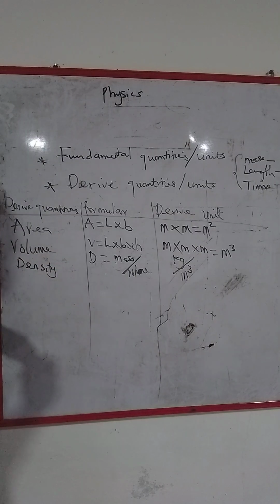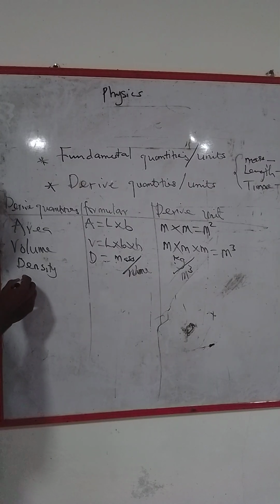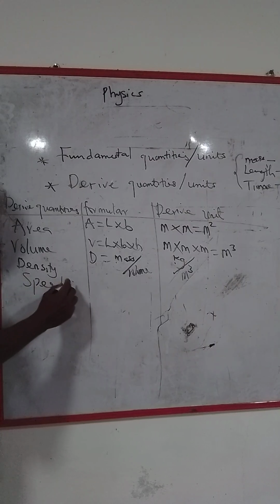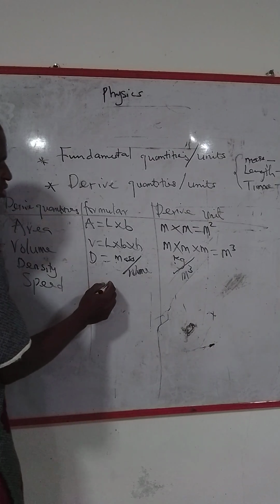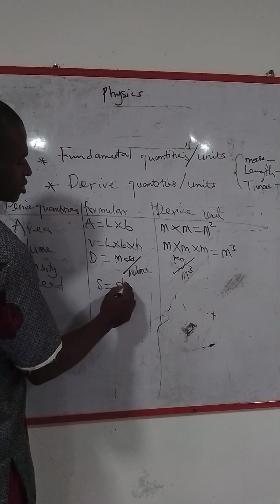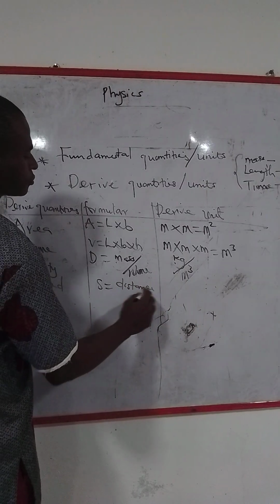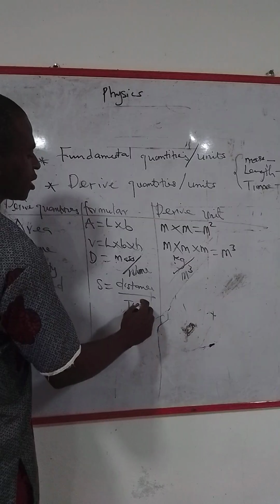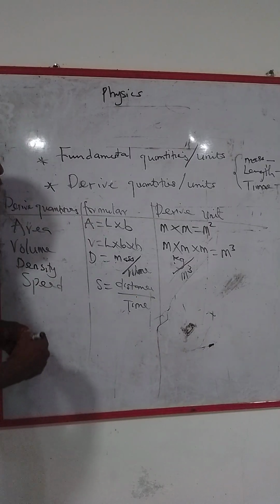So let's go to the next formula. What is the next formula? No. Let me go to the next formula. I don't need you to tell me. Let me talk about time. No. Time does not have a formula directly here. Let's go to speed. Speed is equal to distance over time. Speed is equal to distance over time.